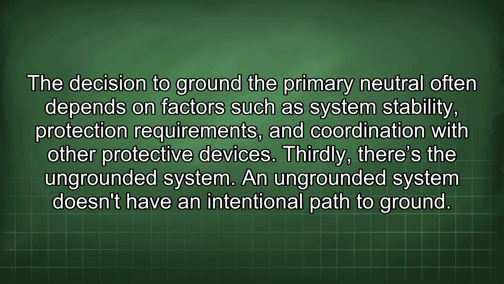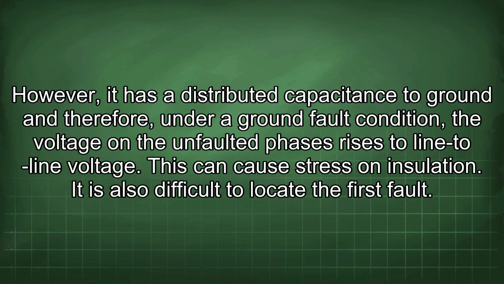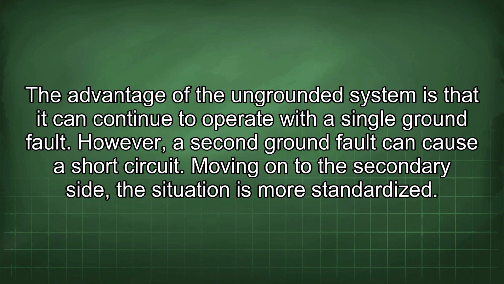Thirdly, there's the ungrounded system. An ungrounded system doesn't have an intentional path to ground. However, it has a distributed capacitance to ground, and therefore, under a ground fault condition, the voltage on the unfaulted phases rises to line voltage. This can cause stress on insulation. It is also difficult to locate the first fault. The advantage of the ungrounded system is that it can continue to operate with a single ground fault. However, a second ground fault can cause a short circuit.